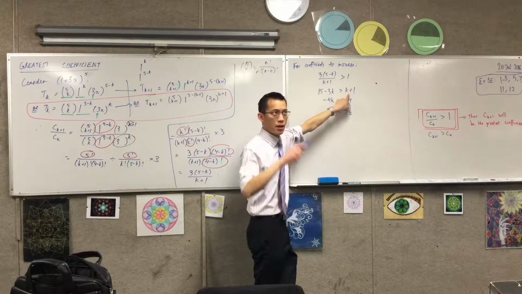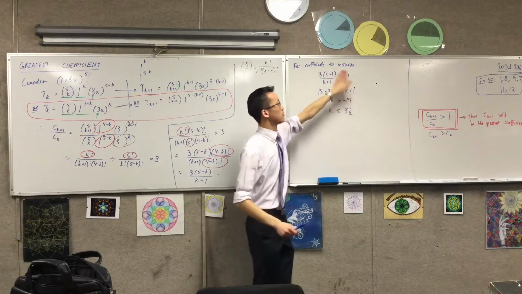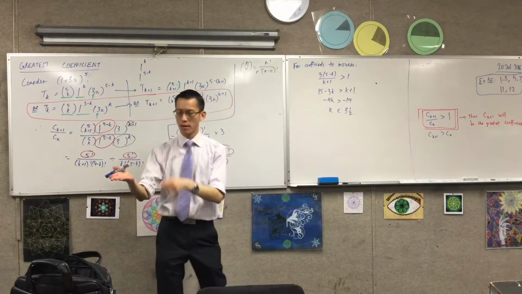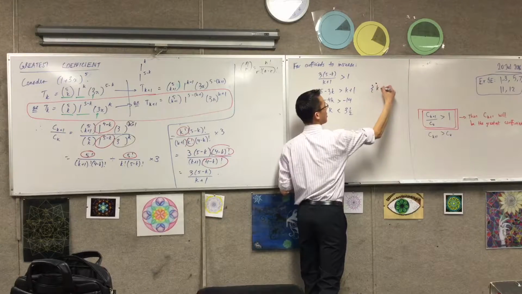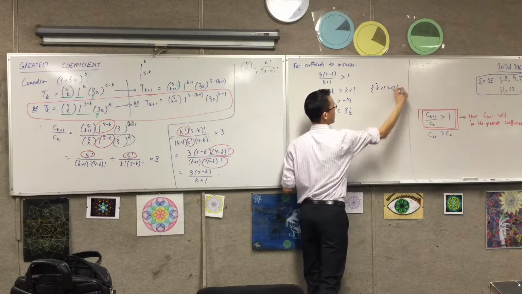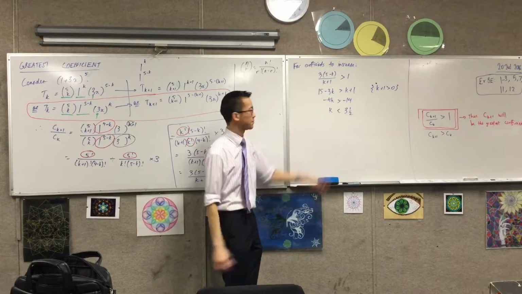K plus 1. The smallest value k can take is 0. So the smallest value k plus 1 can take is 1, and 2, and 3, and 4, and 5. So therefore, I should be able to say here that k plus 1 is positive. And that's why this inequality stays the way it is, whereas down here, it flips around, okay?